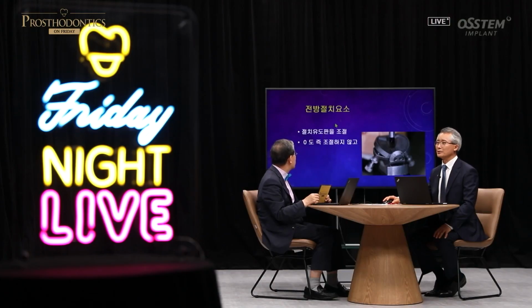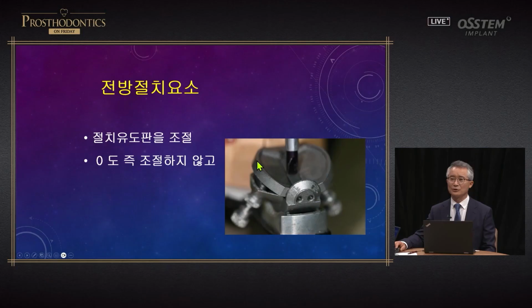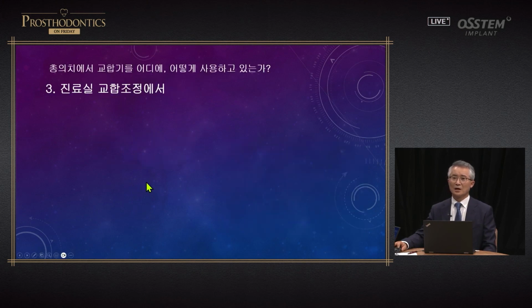Next is the anterior incisor factor. In the textbook, it says you need to adjust the incisor guiding plate, but I do not do it. I just set it as 0 and do occlusal adjustments. Next, I want to talk about occlusal adjustment at the clinic. Occlusal adjustment.